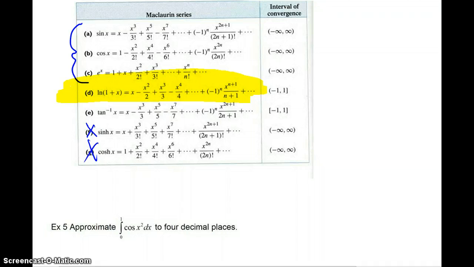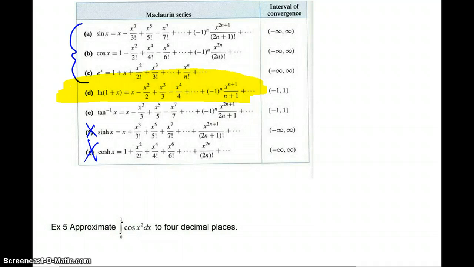The natural log of 1 plus x, we did derive that together in our notes the other day. And we did the same for arctangent, or inverse tangent, as well. But it is well worth your while to commit these to memory. Notice that the first three have infinite intervals of convergence from negative infinity to infinity, whereas D and E have considerably smaller, between -1 and 1.